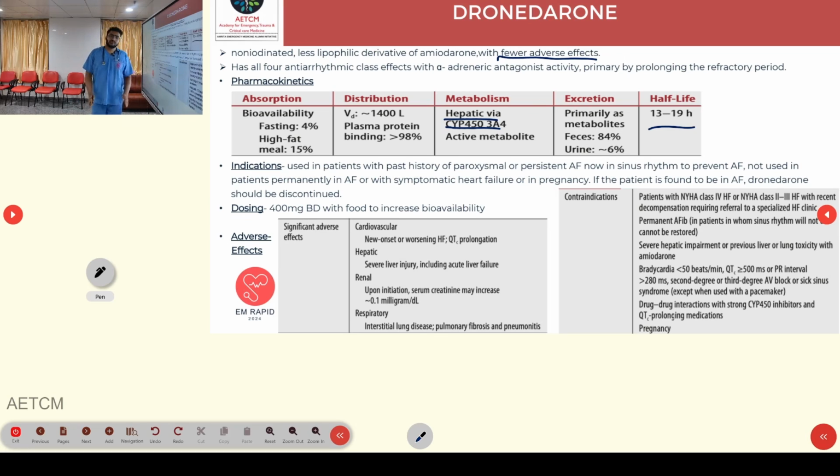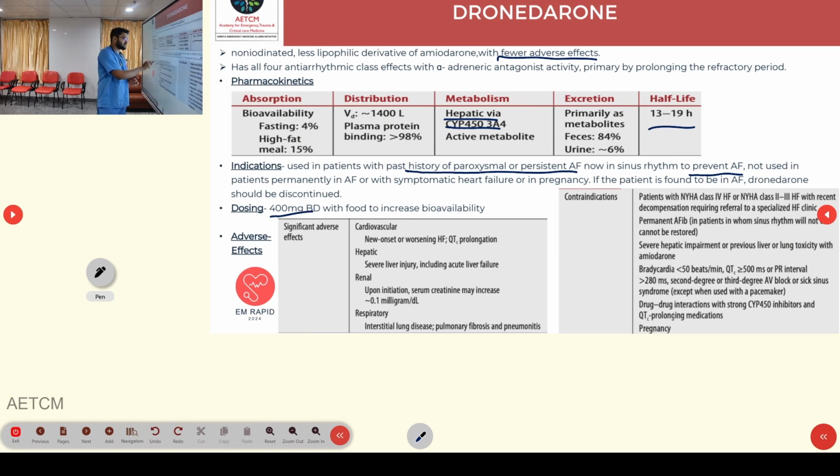Indications: it is mainly used only in patients with past history of paroxysmal or persistent AF, but now the patient is in sinus rhythm. So we are starting these patients to prevent AF, not to treat AF. It is not used, as I said, in patients who are permanently in AF, or with symptomatic heart failure, or in pregnancy. If the patient is found to be in AF, then the dronedarone has to be discontinued.